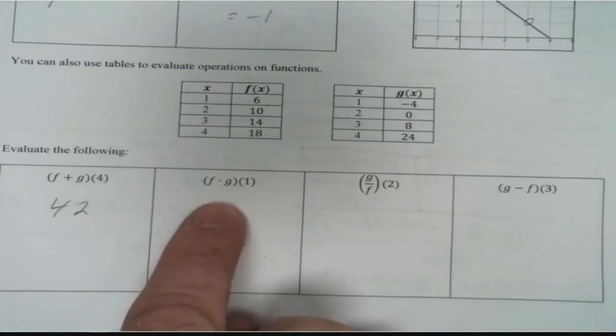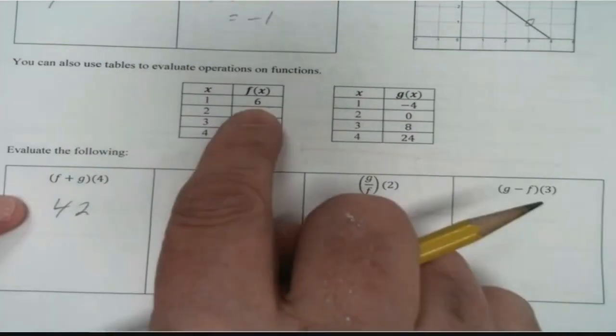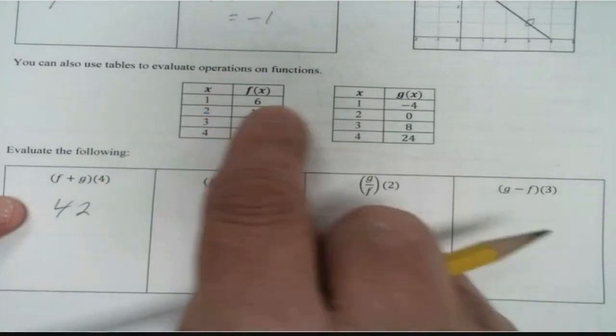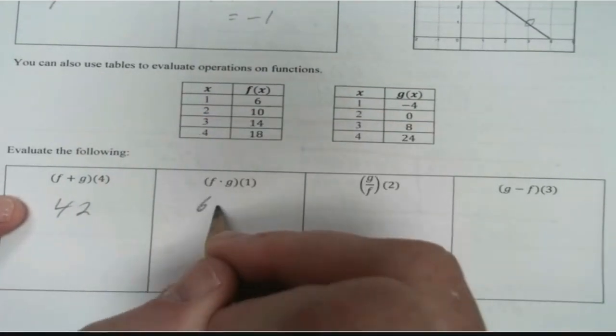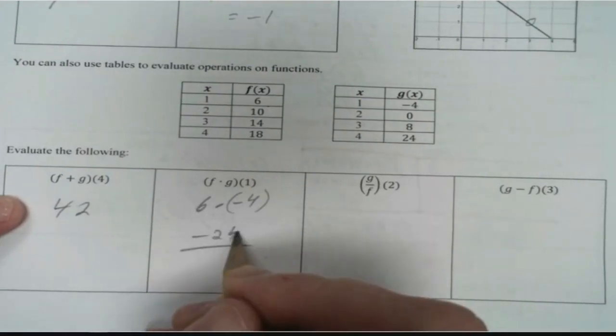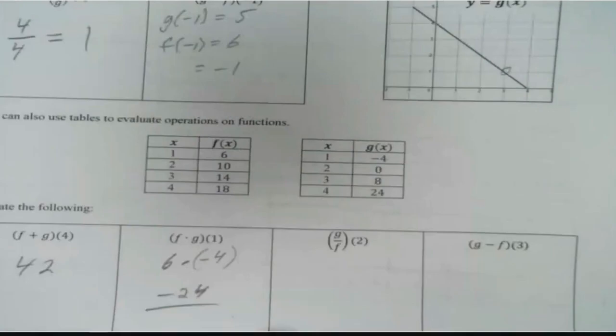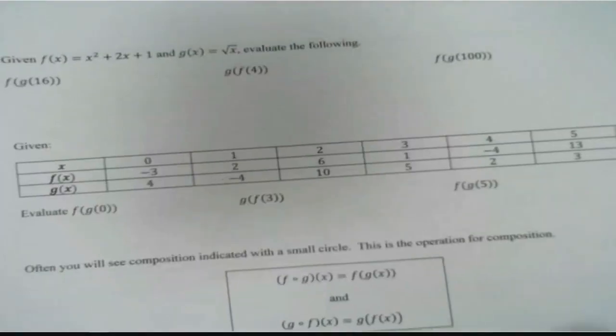F times g of 1. Let's do that. Okay. Well, wait. Oh, Mia corrected herself real quick. She says, wait, negative 24. 6 times negative 4, right? Because when it's 1, that's 6. When it's 1, that's negative 4. 6 times negative 4, negative 24. All right, you guys are on that. I'm going to skip these because, again, I think you guys got the concept. And so in the interest of time, let's look in here.